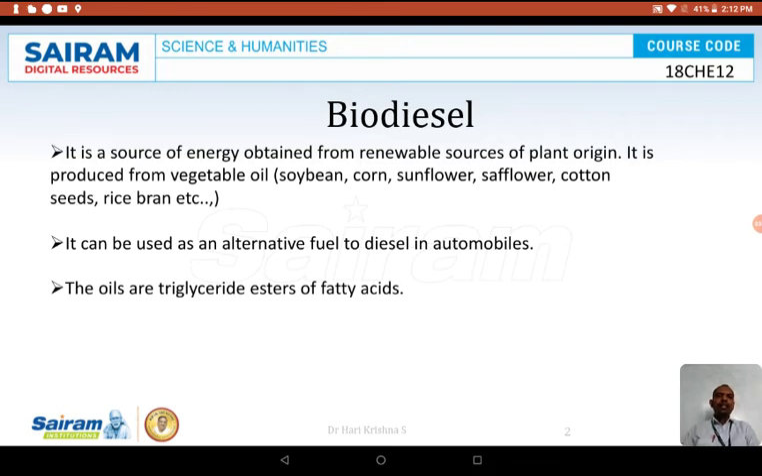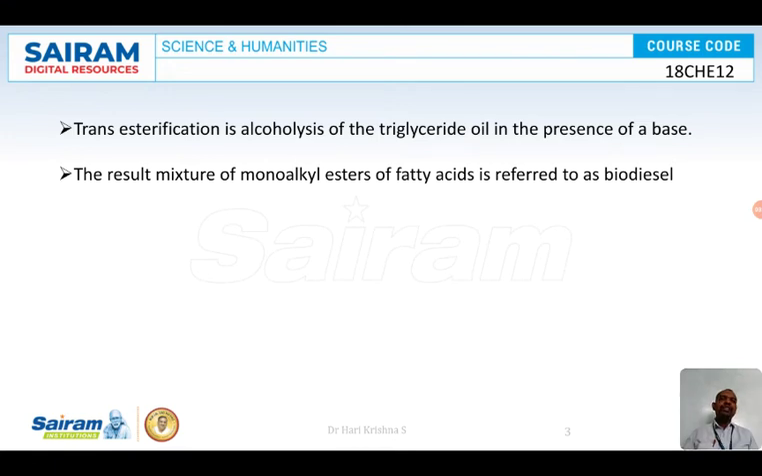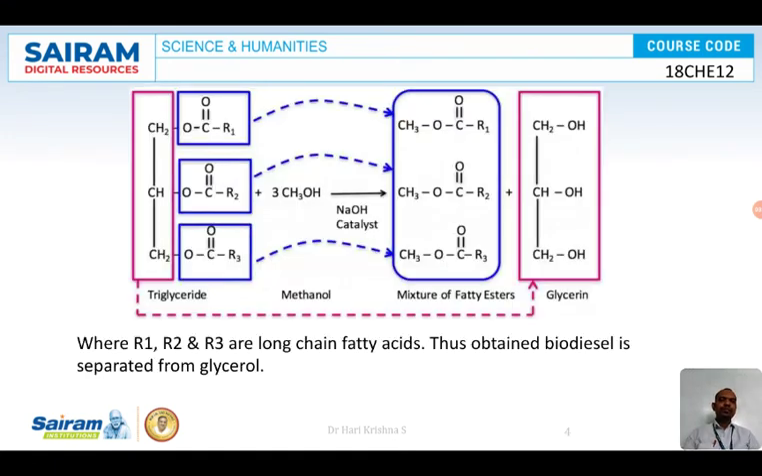Now let us see the process of manufacture or synthesis of biodiesel. The plant origin oil or animal fat contains triglycerides. Triglyceride is represented by CH2COOR1, CHCOOR2, CH2COOR3, where R1, R2, R3 are long chain fatty acids. Any triglyceride will have this structure. R1, R2, R3 will vary depending upon the oil and fat we are taking.